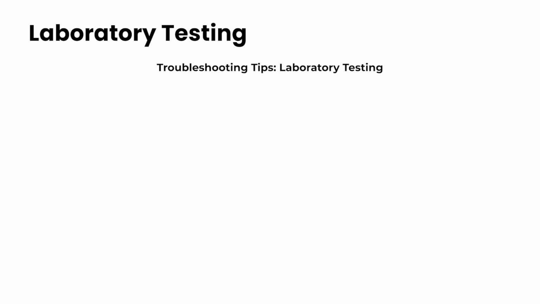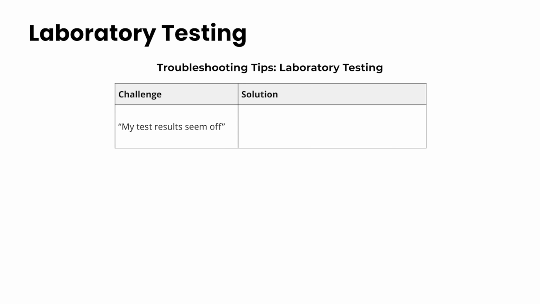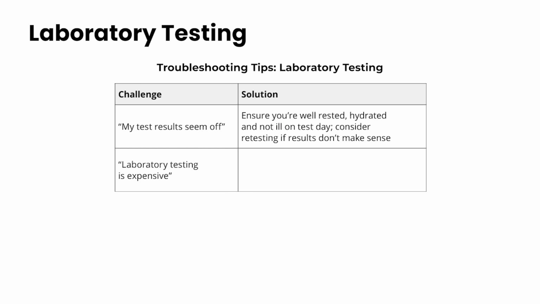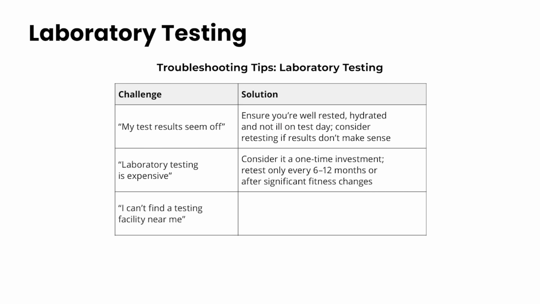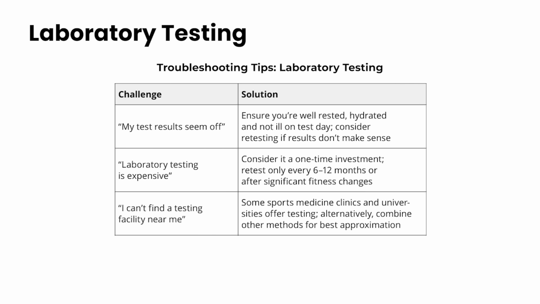Let's go over troubleshooting for the lab testing. Challenge: my test results seem off. Solution: ensure you're well rested, hydrated, and not ill on test day. Consider retesting if results don't make sense. Lab testing is expensive. Consider it a one-time investment. Retest only every 6 to 12 months or after significant fitness changes. I can't find a testing facility near me. Some sport medicine clinics and universities offer testing. Alternatively, combine other methods for the best approximation.